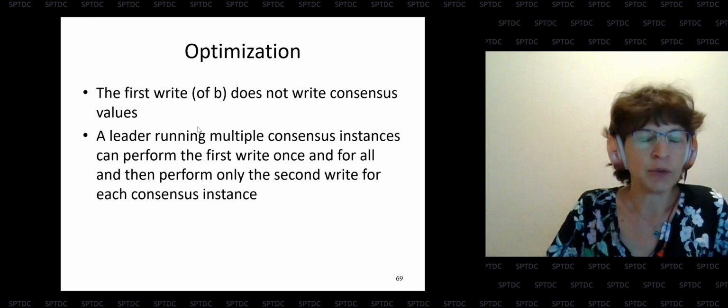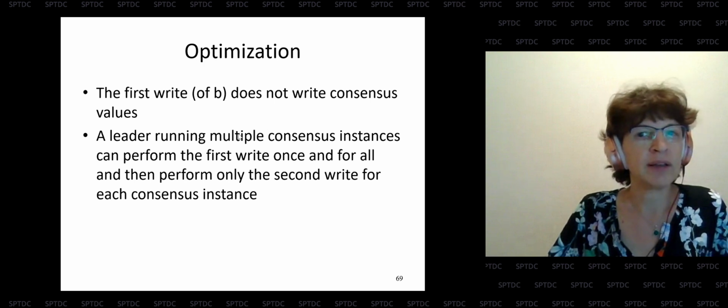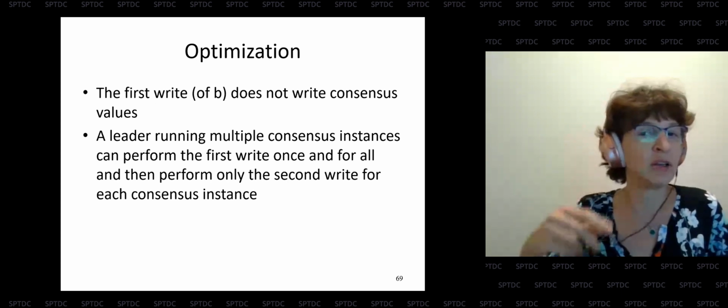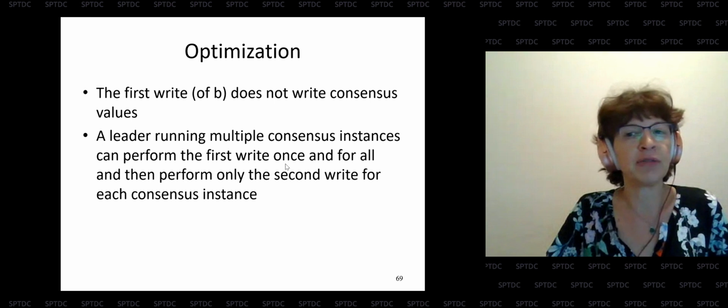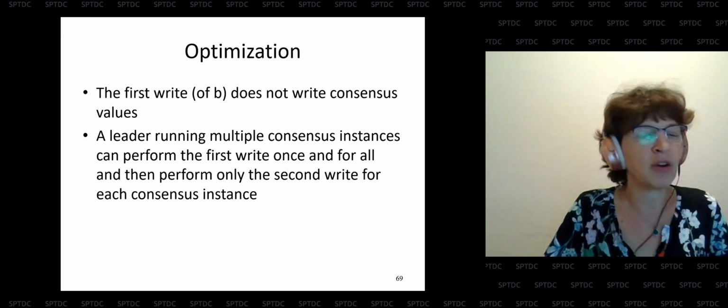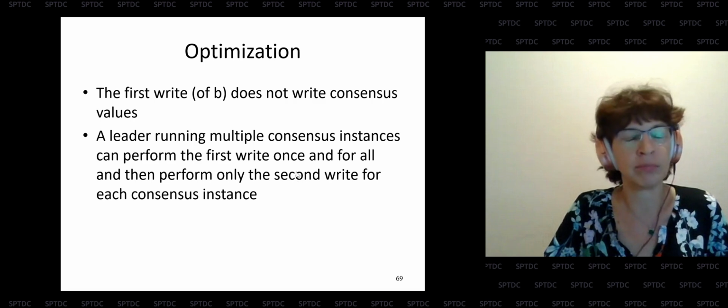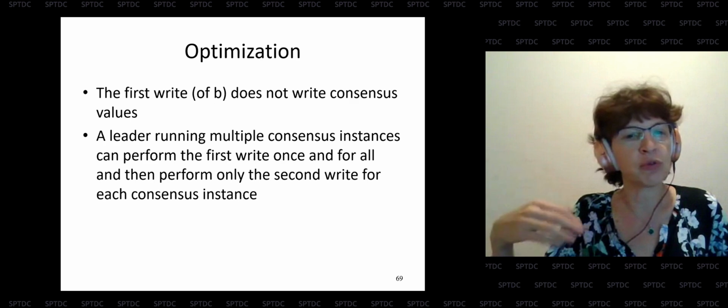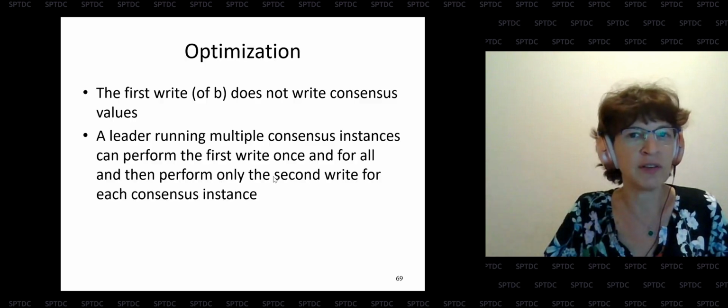One thing that I want to point out is that we have two writes, but the first write, the write of B, doesn't write consensus values. Anybody familiar with Paxos would know that if a leader runs multiple consensus instances, it can do the first round, the ballot election, once, and then do the second round many times. Think of a client that comes to do some operation on the shared file system, succeeds in the first write and doesn't see a higher ballot. It can continue to do the second write multiple times for all the consensus values. It never needs to go back to the first write unless it sees a bigger ballot number. This is an optimization.